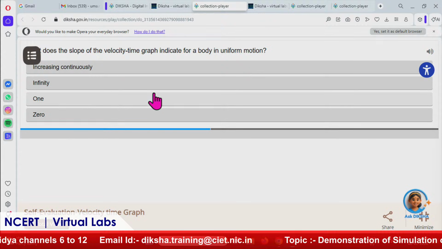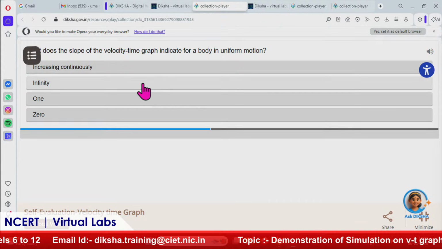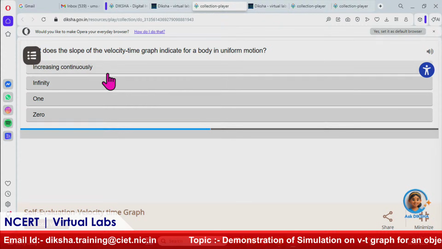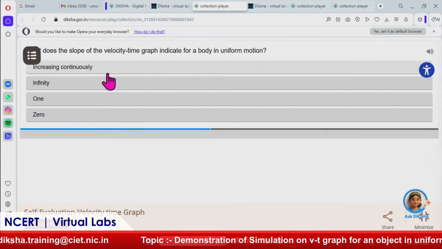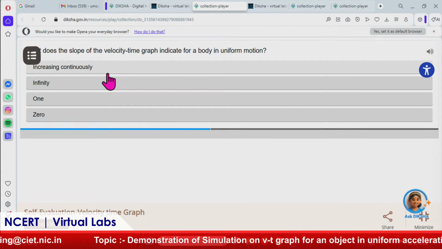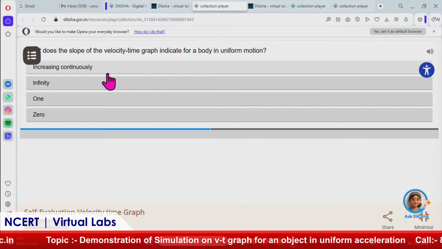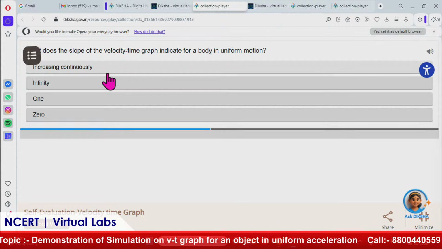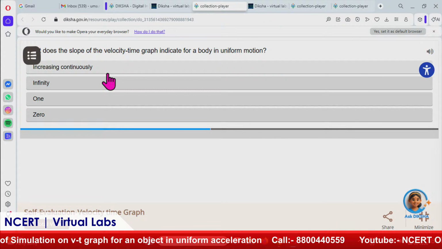So I think it is very convenient for the student to easily understand the concept, especially the abstract concepts of physics. Absolutely, ma'am. And I think once the learner has learned the theory, watched the animation before performing the simulation, and performed the simulation as well, it's very easy to attempt the self-evaluation questions. Exactly, ma'am. Exactly, so, ma'am, we have very little time left.